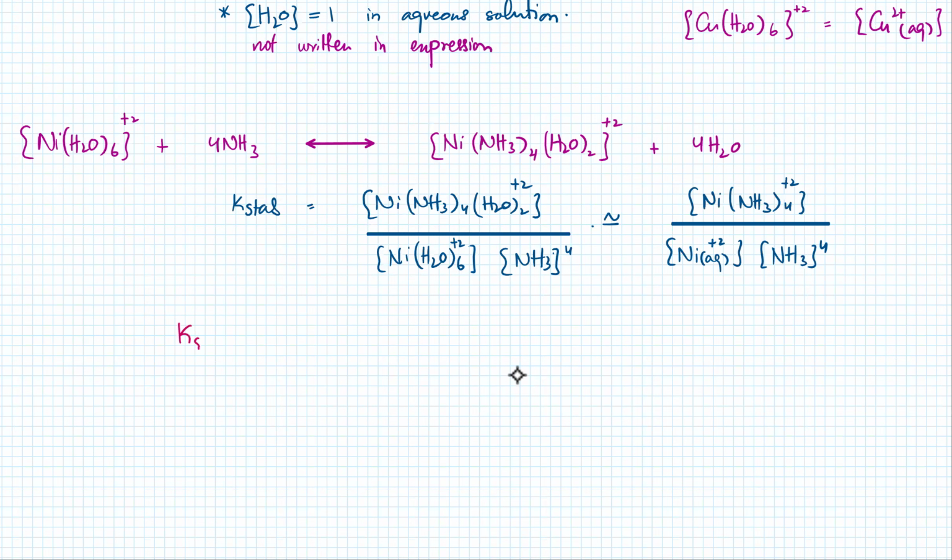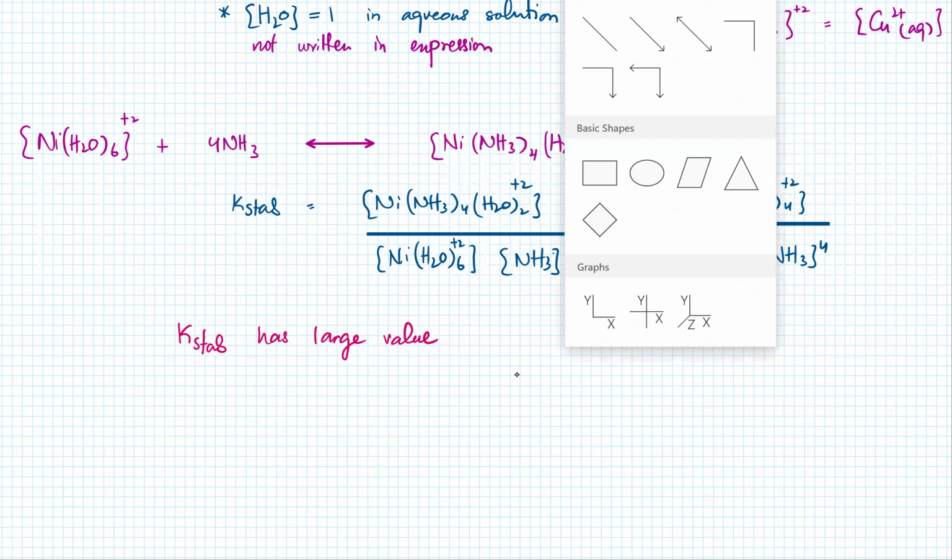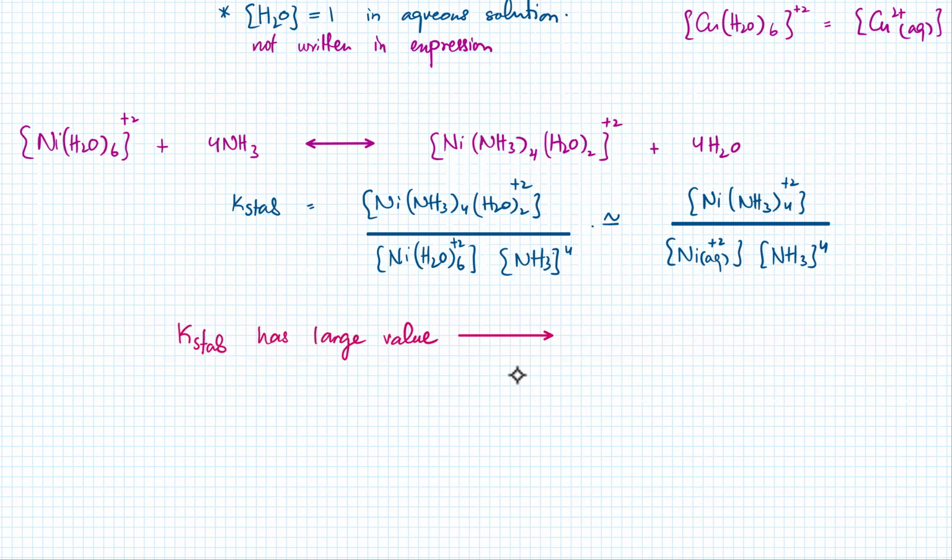So now two things about K-stab. If K-stab has a large value, will there be a ligand exchange or will there not be a ligand exchange? Like if it's got a large value, will there be more products or more reactants? More products. There's going to be ligand exchange, right? So if it's got a large value, that means you're going to have more products. Ligand exchange will happen very easily, and that also means that the product complex is more stable.